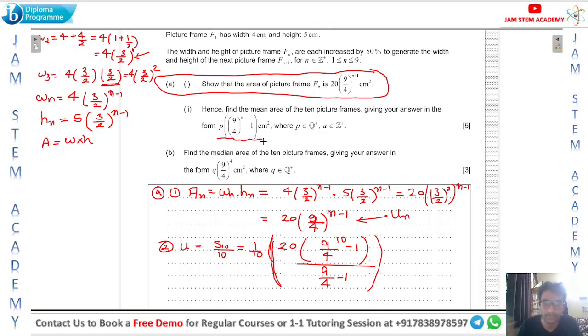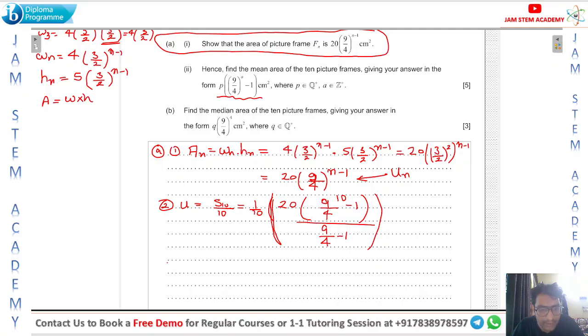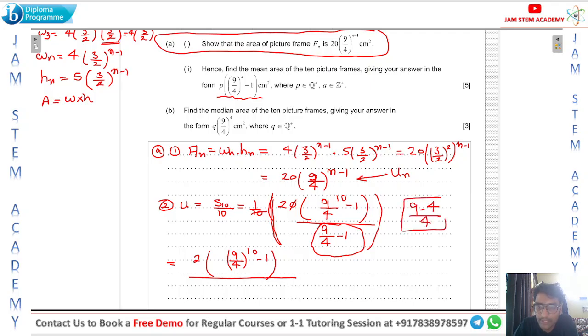Later we have to compare it with this and get the values of P and A. So let's simplify it further. It is 1/10 of, or you can cancel out this also. Let's cancel that out. It gives 10, 2. So 2 times 9 by 4 whole raised to the power 10 minus 1, everything divided by this term. What is this? 9 by 4 minus 1. Take the LCM, that will become 9 minus 4 by 4, right? And this 9 minus 4 by 4 will become 5 by 4. So you can write 5 and on the top it will become.